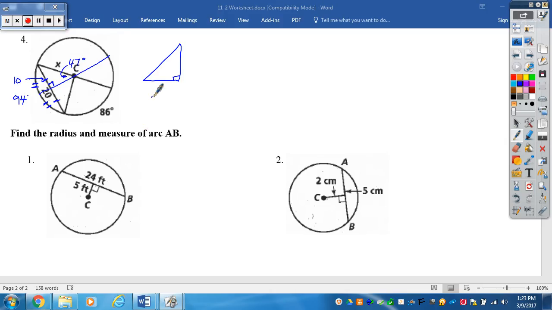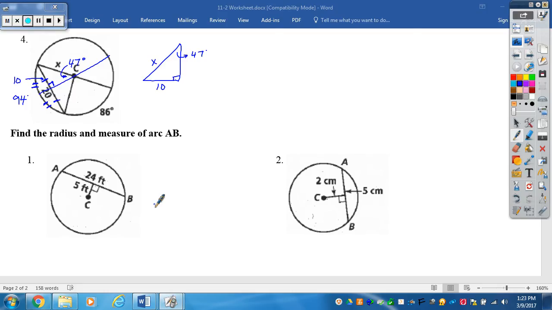Right angle, 10, 47 degrees, x. Okay? Now I would hope that you'd be looking at it and be thinking, oh yeah, that's an easy problem. Okay? We've done a lot of these before.